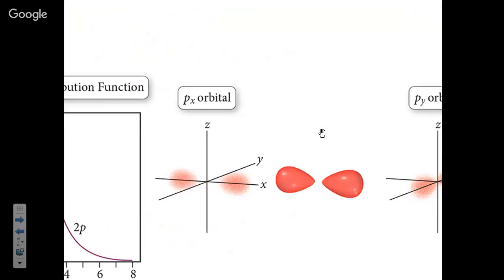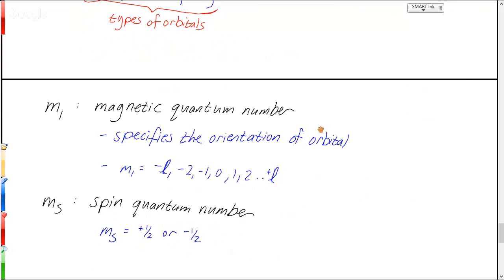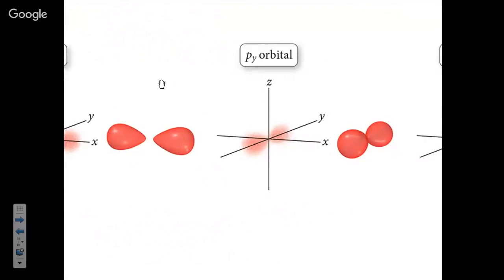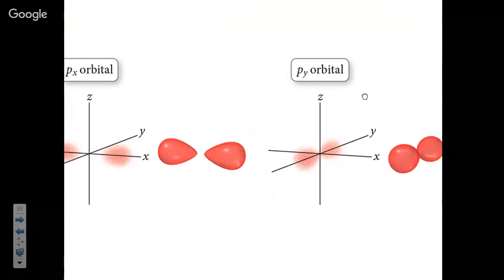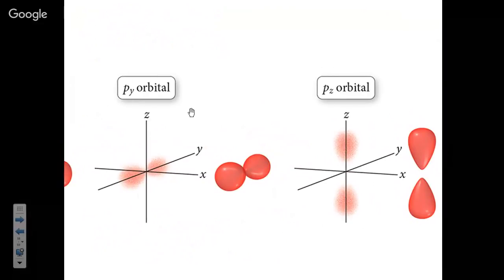And that's what? They're always whole numbers, yep. And so depending on how we plug that in, we get 3 different orientations of p orbitals. They all look the same, but they go different directions.